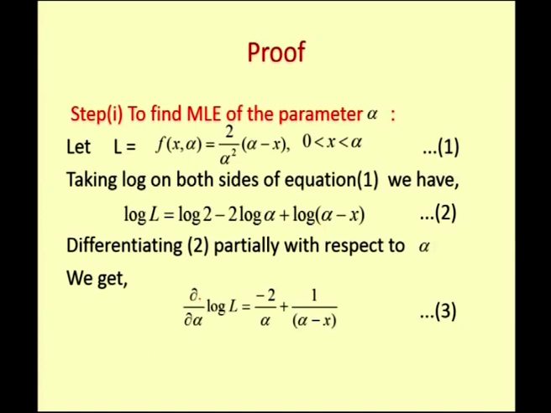Therefore you will have dou by dou alpha of log L equal to minus log 2. Log 2 is a constant, so you can write 1 by 2. So here it becomes minus 2 log alpha. When you differentiate, you will have minus 2 by alpha. Log of alpha minus x, when differentiated, is nothing but 1 by alpha minus x.